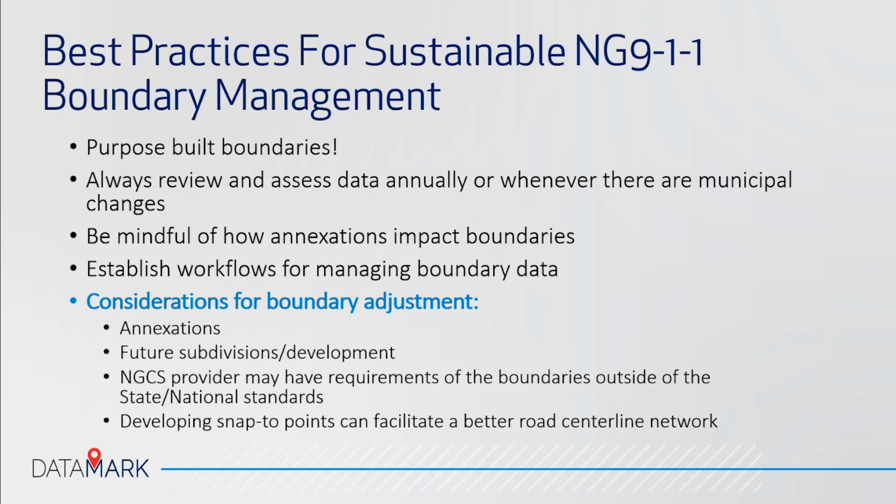Snap 2 points are really important and can actually help you have a better road centerline network. And a Snap 2 point is basically a point that is developed at the end of each road centerline. As you have a road centerline that extends through different PSAPs or different counties, you can use those points to help you easily snap to your neighbors. That way you have a fluid and connected road centerline network.